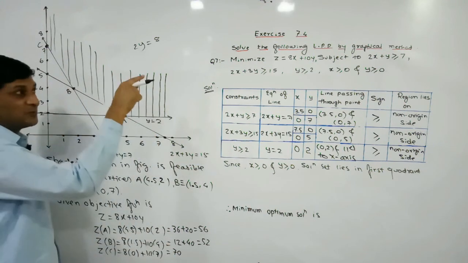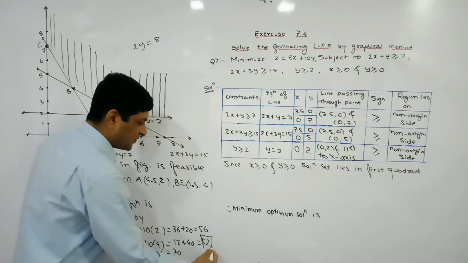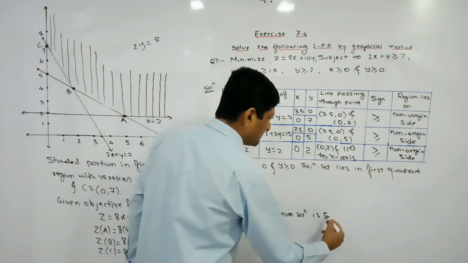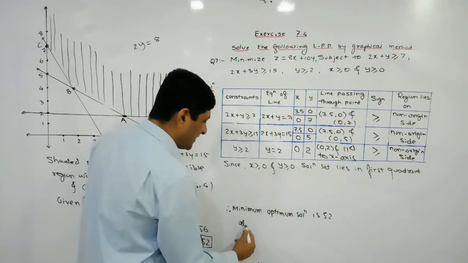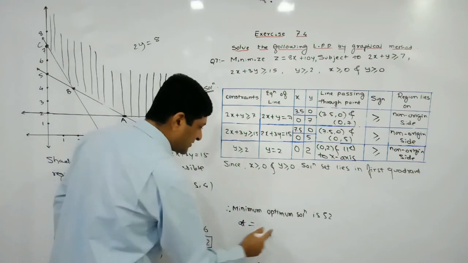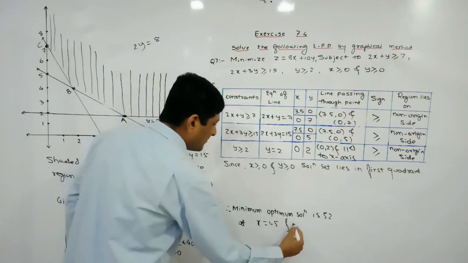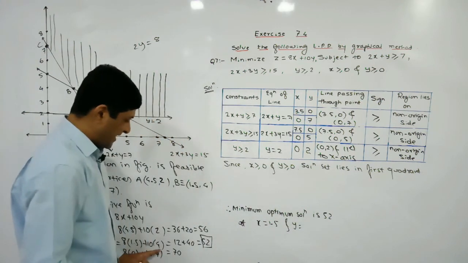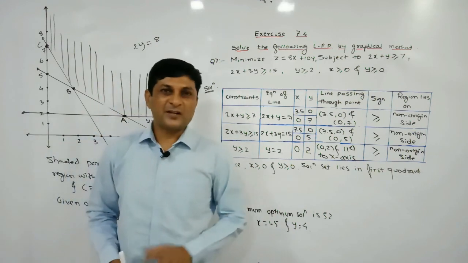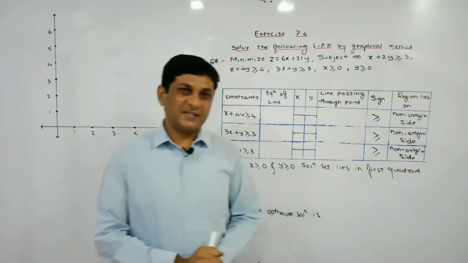At this time we have to minimize the objective function. Check which is the minimum value. The minimum value is 52. So we can say that the minimum optimum solution is 52, which we are getting at vertex B, where x equals 1.5 and y equals 4. In this way, using the graphical method, we are solving the linear programming problem. Now see the last example from this exercise.